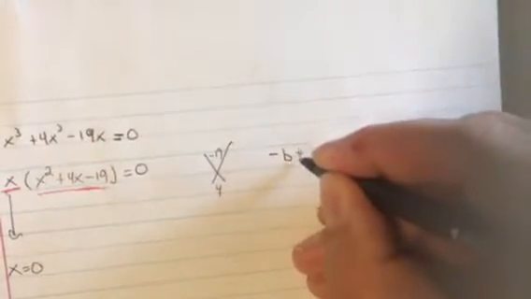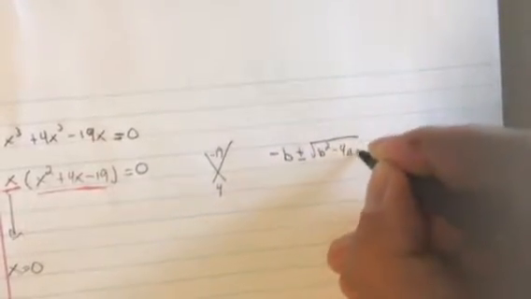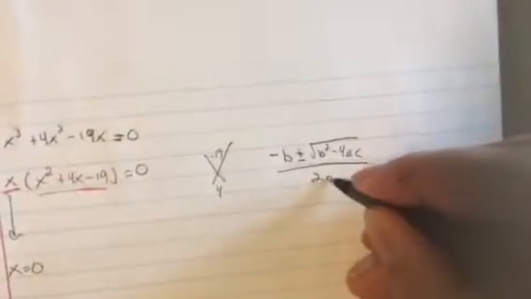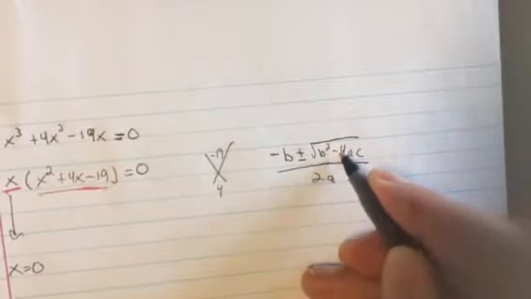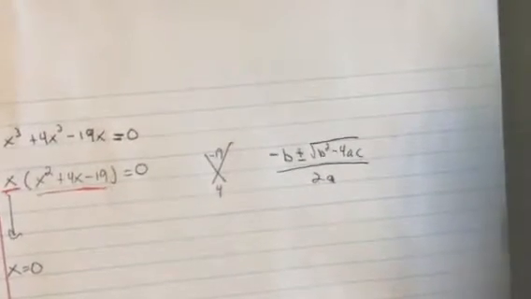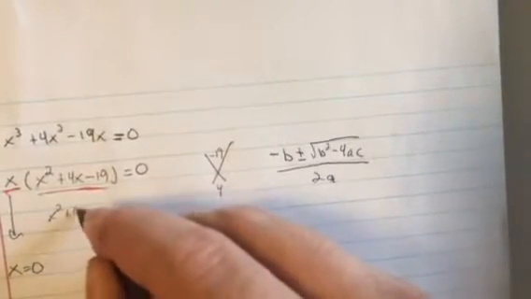The quadratic formula is negative b plus or minus the square root of b squared minus 4ac all over 2a. We learned a song, negative b plus or minus the square root of b squared minus 4ac all over 2a, if that helps you remember. And these are the solutions to when we have a quadratic.